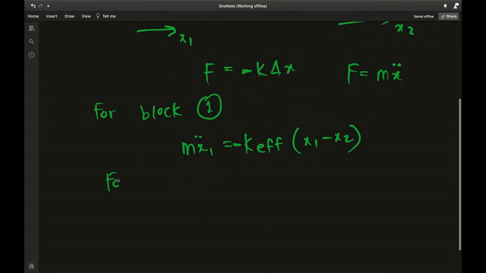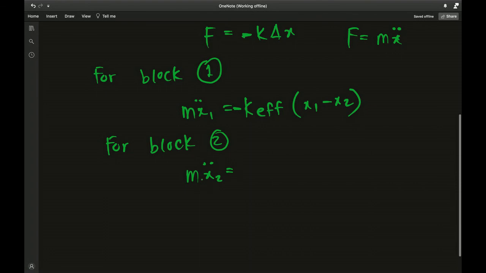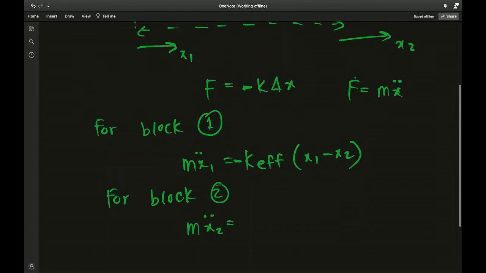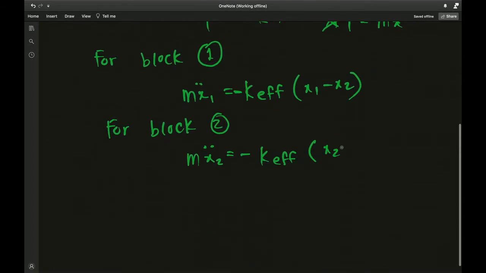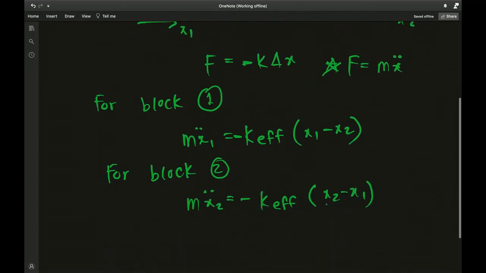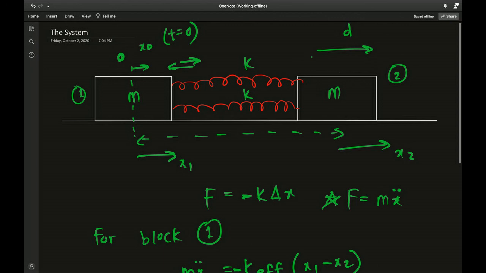Okay, and we can do this for block number 2 as well. So m times x2 double dot, this is Newton's second law for block 2, is equal to negative, again the same effective spring constant, but this time x2 minus x1, because now the direction is changed. If x2 is greater than x1, there will be a stretching in the spring, and the restoring force will try to oppose this stretching, and since the acceleration is in the positive direction, the restoring force is opposing this forward acceleration. That's why we have a negative.